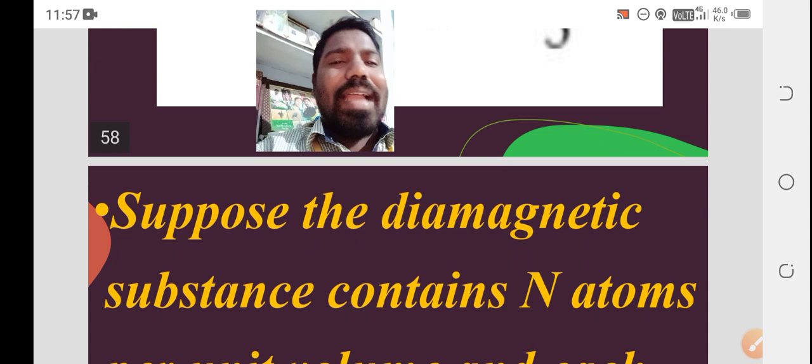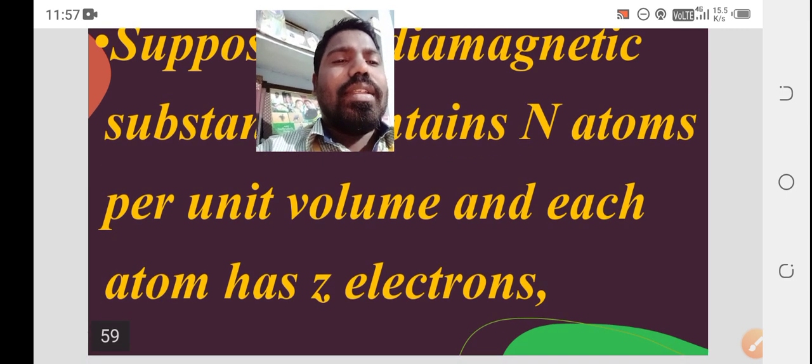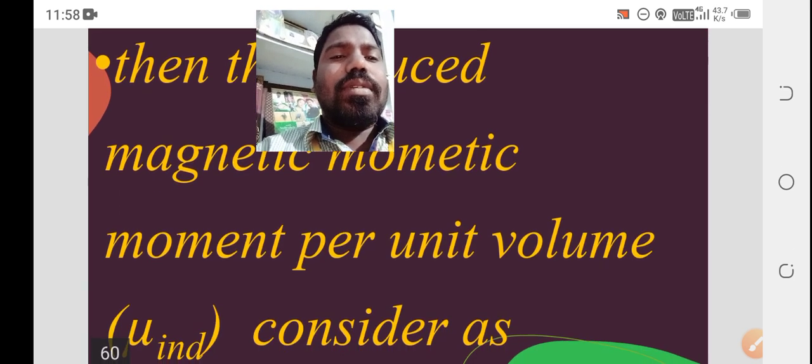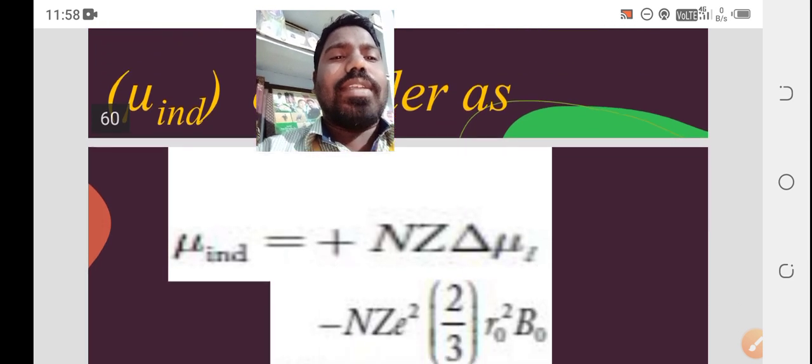Suppose the diamagnetic substance contains n atoms per unit volume and each atom has Z electrons. So the number of electrons is Z, and the number of atoms per unit volume is N. Then the induced magnetic moment per unit volume, that is mu induced, is considered as what?